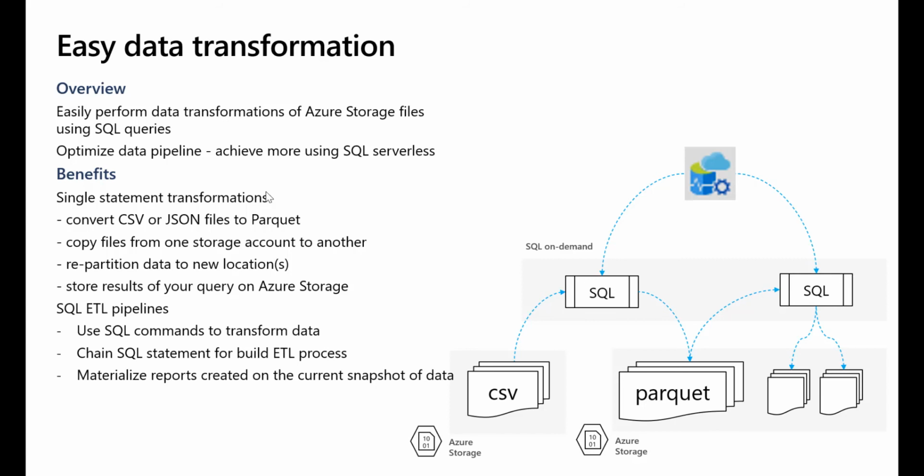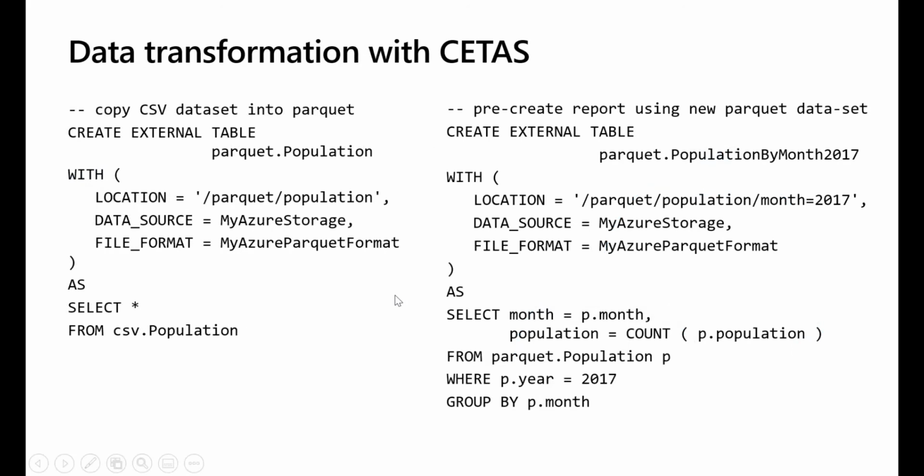This solution is very useful when you need to create some cache of data. You can run report on multiple data sources, do some aggregation and some reporting, and then you can store results of your query to some location in Azure Data Lake storage, so you can directly read this cached data later. Data transformation in Synapse SQL on demand is used with create external table as select command.